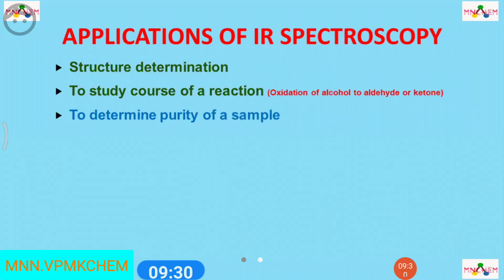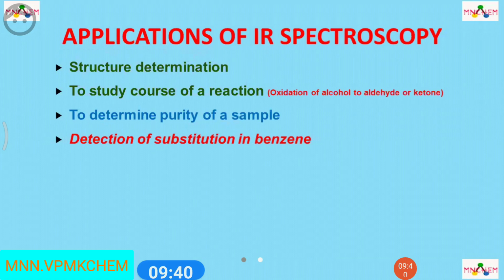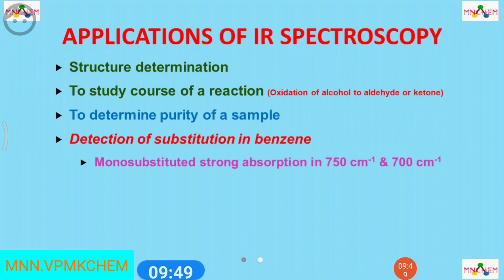IR spectroscopy is commonly used to determine the purity of a sample. It is also used to understand the substitution pattern in benzene or aromatic systems. For example, a monosubstituted benzene ring has strong absorption and shows two peaks in the region of 750 per centimeter and 700 per centimeter.